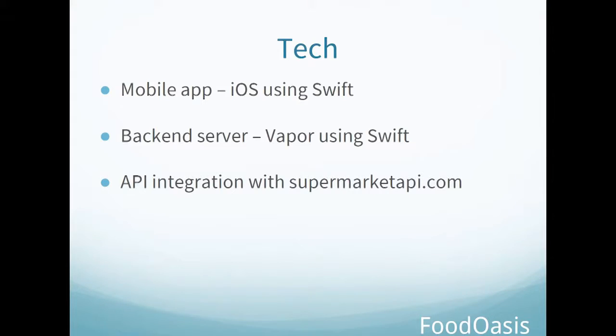Our tech is currently a mobile app for iOS, so we're using iOS with Swift. We have a backend server. It's Vapor using Swift as well. And lastly, we have API integration with supermarketapi.com, and we're also integrating with the Walmart API. Additionally, we're going to later on develop a crowdsourced version of the pricing data, which we can license.